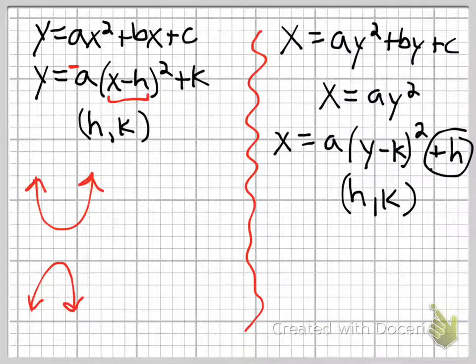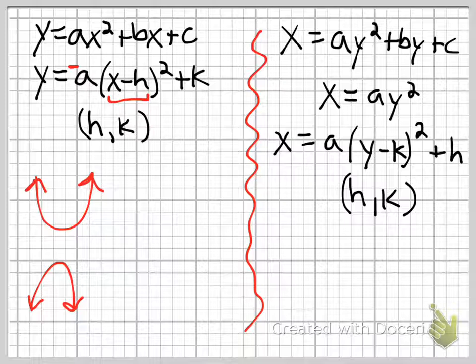So if you had a +4, +4 would go there. If you had a -3, -3 would go there. The k is what's on the inside, and so it's opposite. So if it was -4, +4 would go there. If it was +4, then -4 would go there. That's really the only difference between the vertical and horizontal parabola.